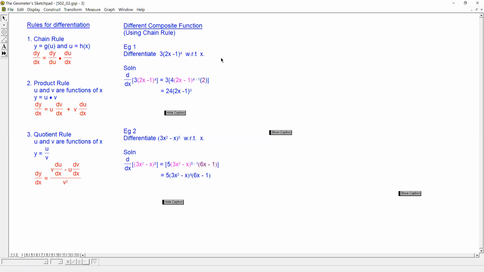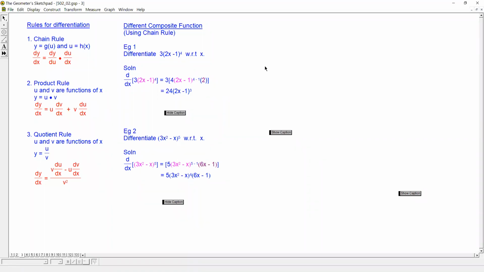How to differentiate using the chain rule? You listen to me. You differentiate this power first. The 3 you just copy down. The 4 you bring to the front. Then the 4 becomes less by 1. Okay, that's the first step. Second step, you differentiate what is inside the bracket. Then you get the 2 here. Differentiate 2x becomes 2. Differentiate 1 is 0, so you don't care.